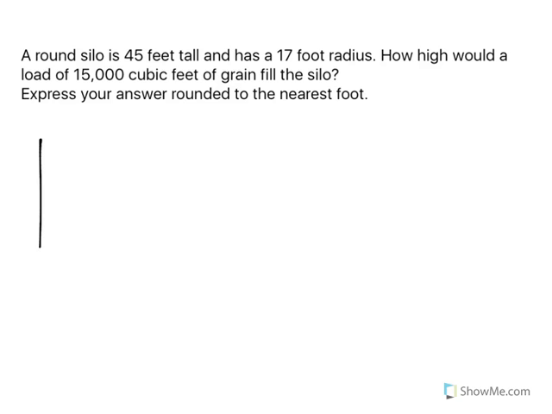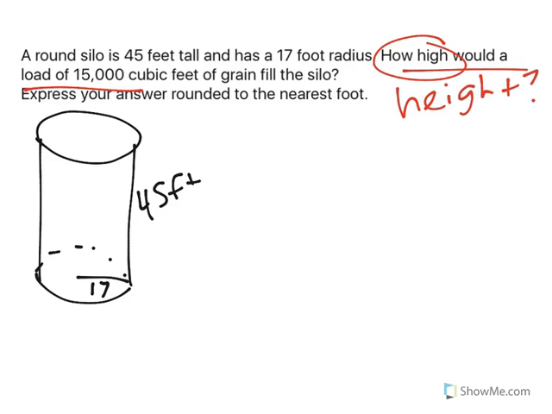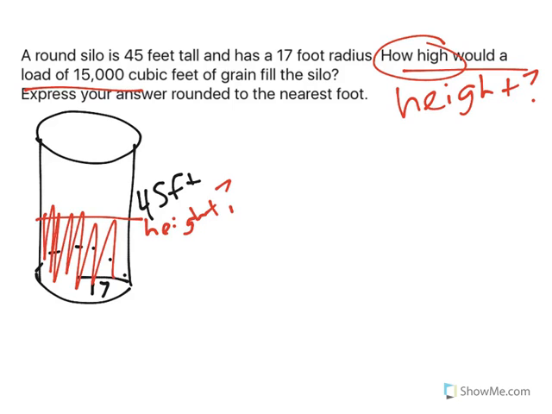So, we're going to assume that this round silo is empty. They tell us it's 45 feet tall and it's got a 17-foot radius. Now, the fact that it's 45 feet tall really doesn't do anything for us in this problem, because they're asking how high. We're finding the height. The height is our unknown, because we put grain in. What is the height of that grain? This is what the problem is asking.